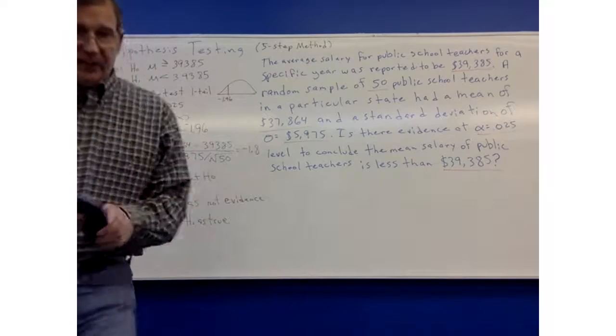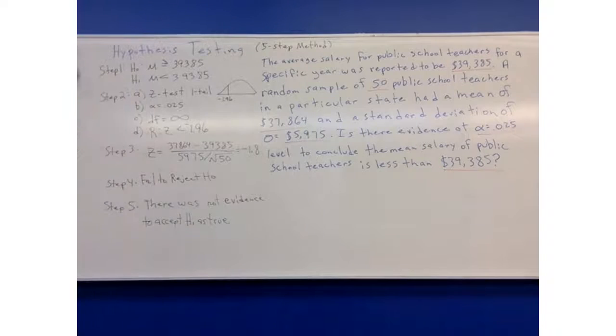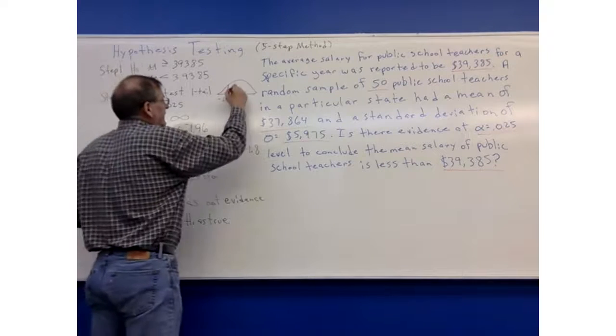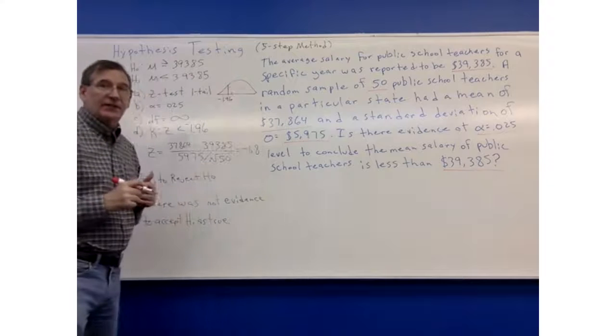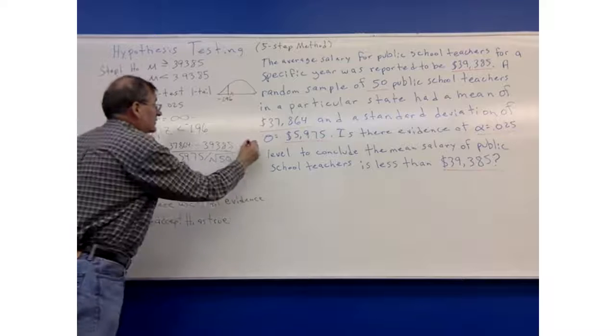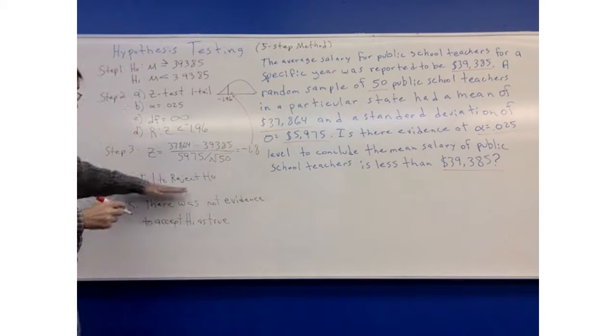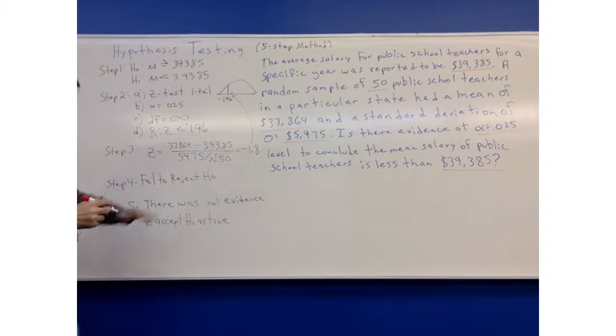I got negative 1.8. Now I'm going to use a red pen so this will show up. Negative 1.8 lands right there. It's close to the rejection region, but not quite. This number is right there. So we failed to reject. There was not evidence to accept H1 is true.